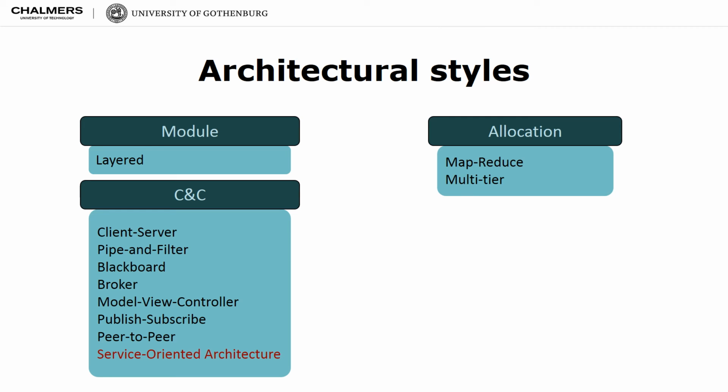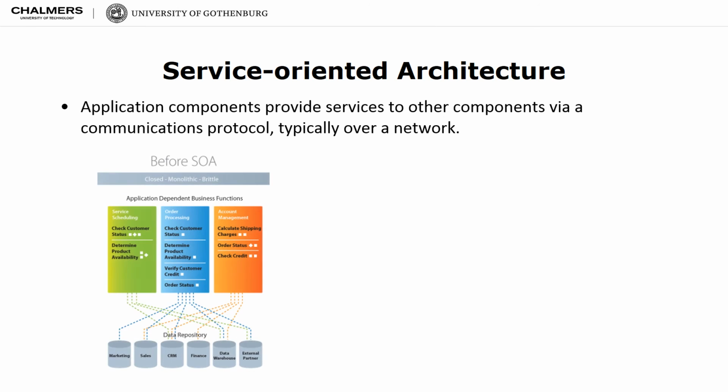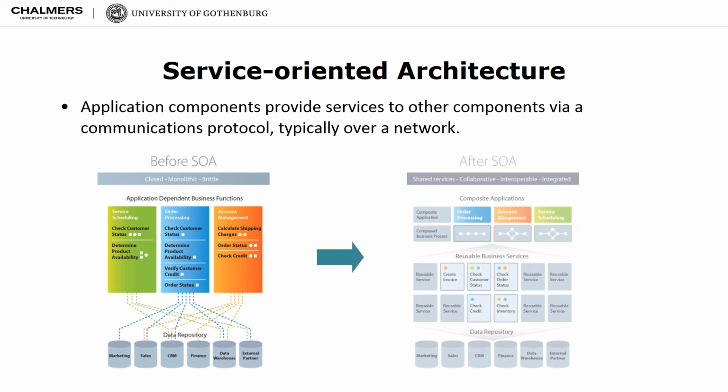Last component and connector architectural style we discuss is service-oriented architecture. A service-oriented architecture is an architectural style in software design in which application components provide services to other components via a communication protocol, typically over a network. The principles of service orientation are independent of any vendor, product, or technology. A service-oriented application is an application composed mostly of services which are often in a hierarchy.